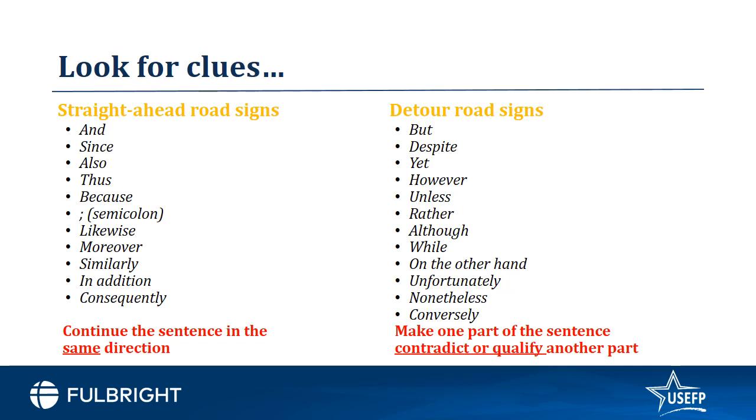The second list provides a list of detour signs, and these words are but, despite, yet, however, unless, rather, although, while, on the other hand, unfortunately, nonetheless, and conversely. Whenever you have these words in a sentence, you should expect that the latter half of the sentence will go against what has been said in the earlier part of the sentence. In other words, you would expect a part of the sentence to contradict or limit another part.